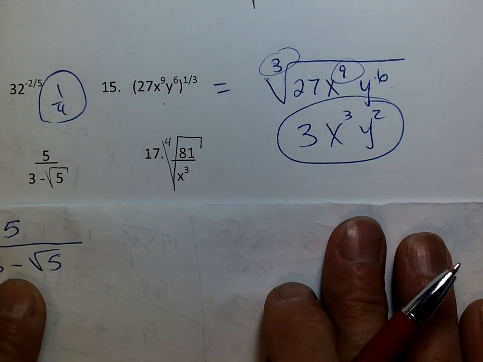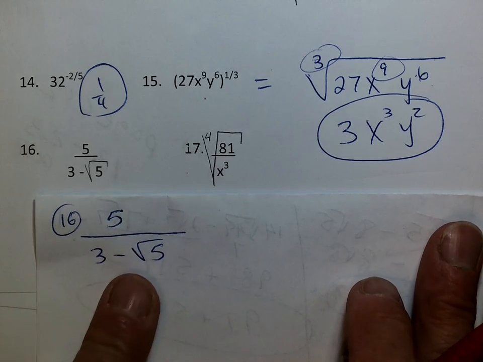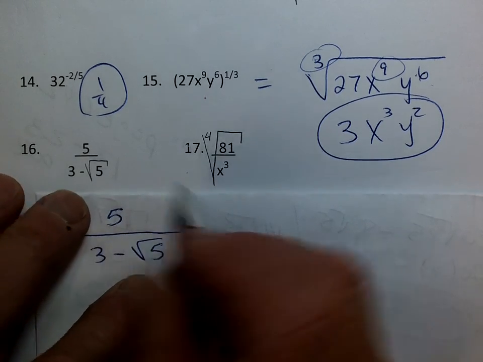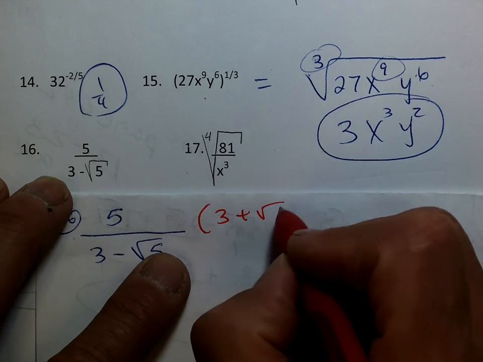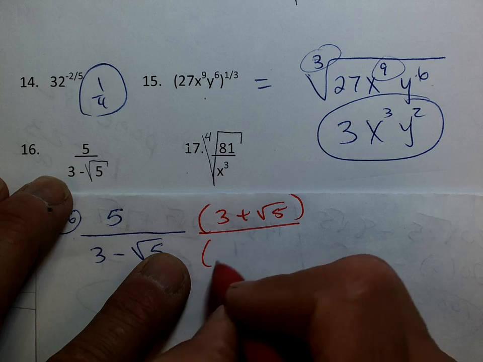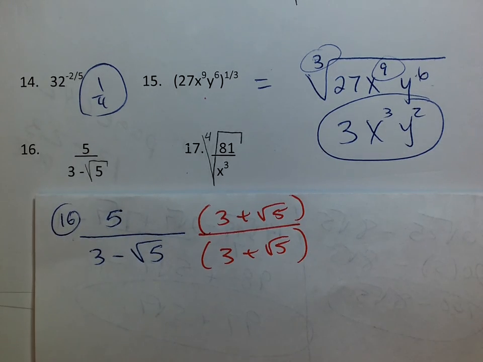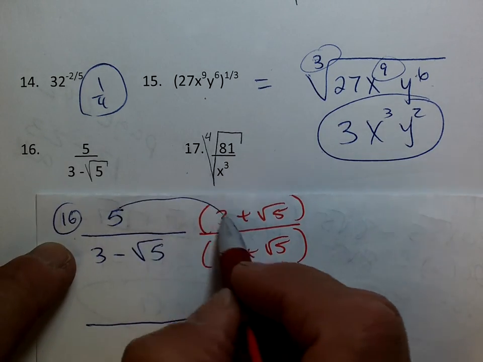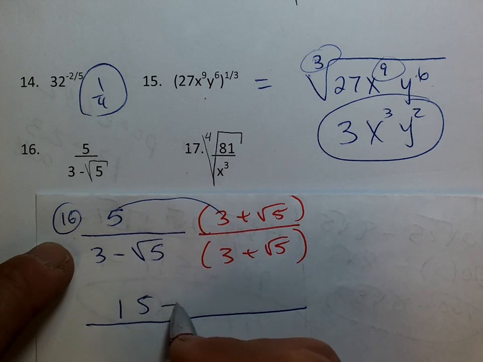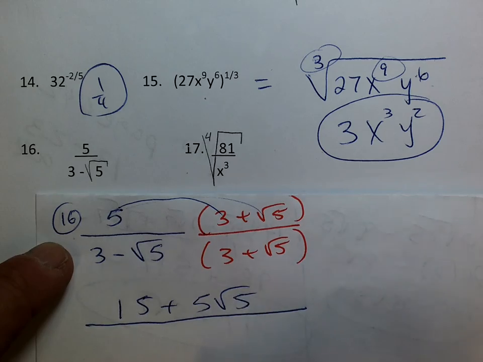Okay, conjugate. Remember the conjugate? Plus. It's the opposite. I multiply top and bottom by 3 plus the square root of 5. Okay, let's see how that works. So what is the point of the conjugate? Well, it will clear out the denominator, okay? It really will. So on the top, I'll get 15 plus 5 square root of 5.